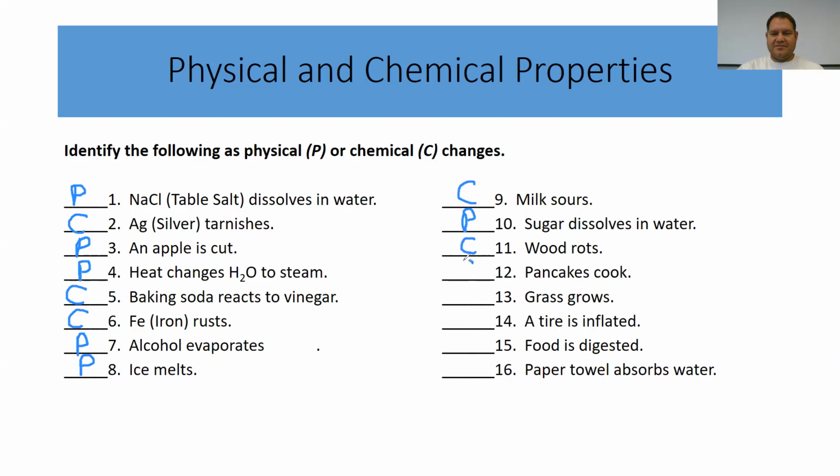Pancakes cooking. Cooking usually results in a chemical change. Grass growing, well, if you see the grass getting larger or taller, it's still going to be grass. It's not going to change the fact that it's grass because it's getting larger or taller. So it's physical. Inflating a tire is physical. Same idea, it might be getting bigger, but it's not changing the fact that it's a tire. Digesting food is usually considered chemical, and absorption of water is going to be physical. Okay, so there we go.